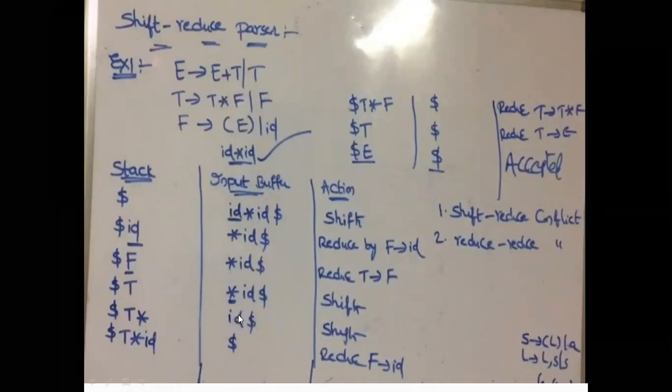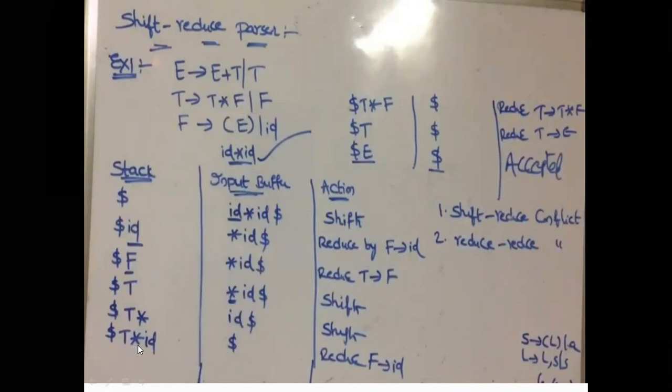Then this id is performed shift action. Then we are having here id. Then the top of the input buffer having dollar. Then so T star id. Is there any production with T star id? There is no production in the right hand side.